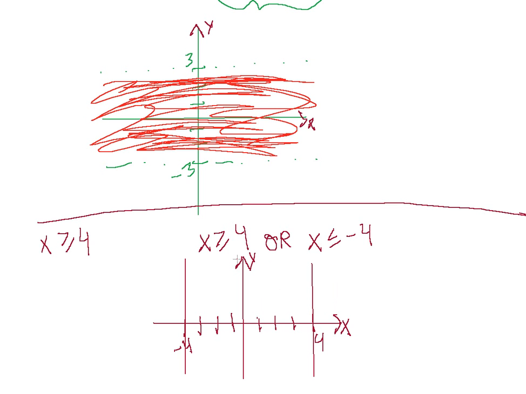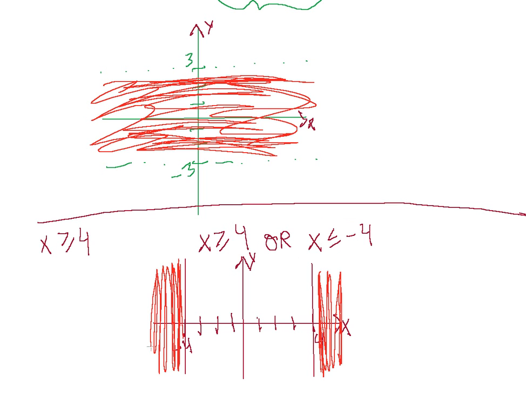Now both lines are going to be solid because we're including the points, and we want all the values that are greater than or equal to +4. So it's going to be all the values to the right of 4. And we want all the values that are less than or equal to -4, so to the left of -4 with the solid line there.